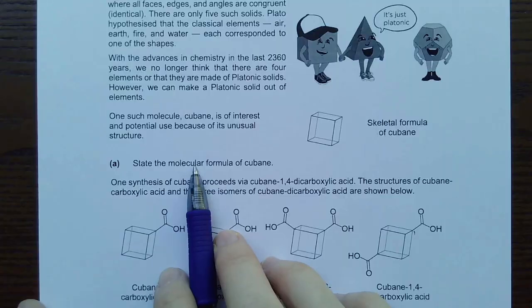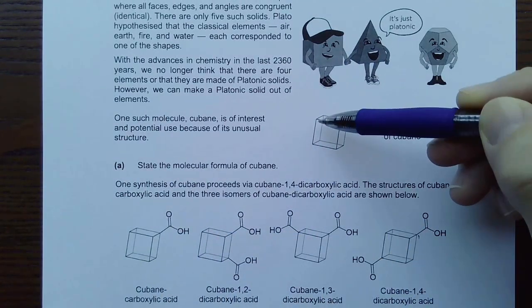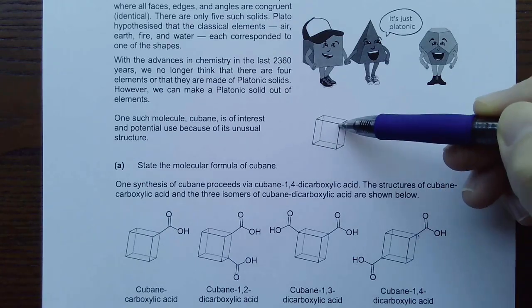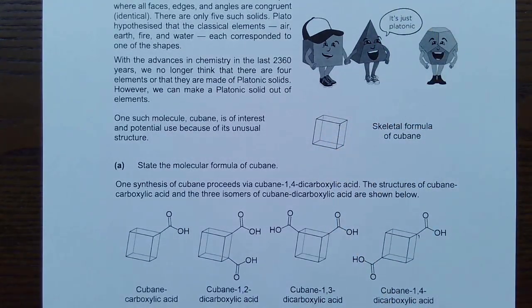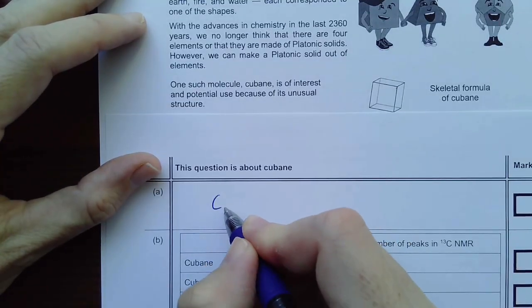So, state the molecular formula of cubane. Here it is here. That should be pretty straightforward. It's just a cube, so there are 8 vertices. 1, 2, 3, 4, 5, 6, 7, 8. So I know there are going to be 8 carbons. So normal skeletal rules apply.